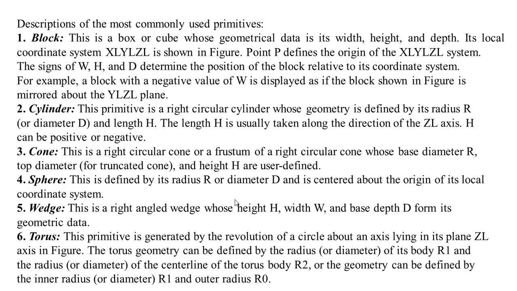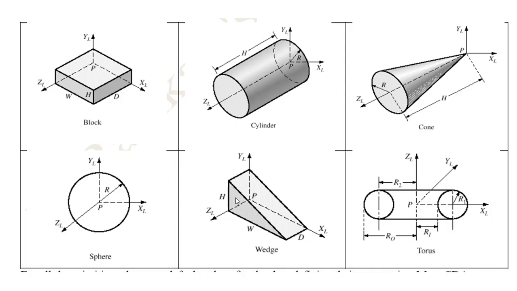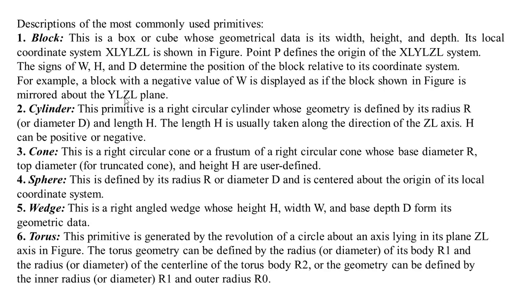For example, a block with a negative value of W is displayed as if the block shown in the figure is mirrored about the YL-ZL plane. Here you can see the diagram that consists of different primitives: block, cylinder, cone, sphere, wedge, torus. With the help of their local coordinate systems XL, YL, ZL mentioned here, and different parameters like width, height, and depth, that is shown on these primitives. That explanation is given here.